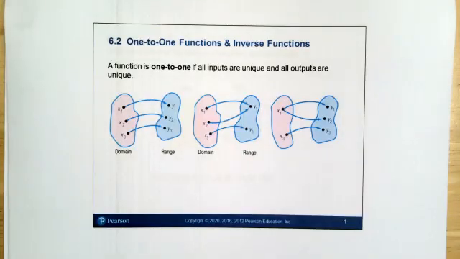Interrupt me if you have questions. So, one-to-one functions and inverse functions. In 6.1, we did compositions of functions using f and g. When we composed f of g and g of x for that last example, it was a while ago, they turned out to be inverse functions because they simplified to x.